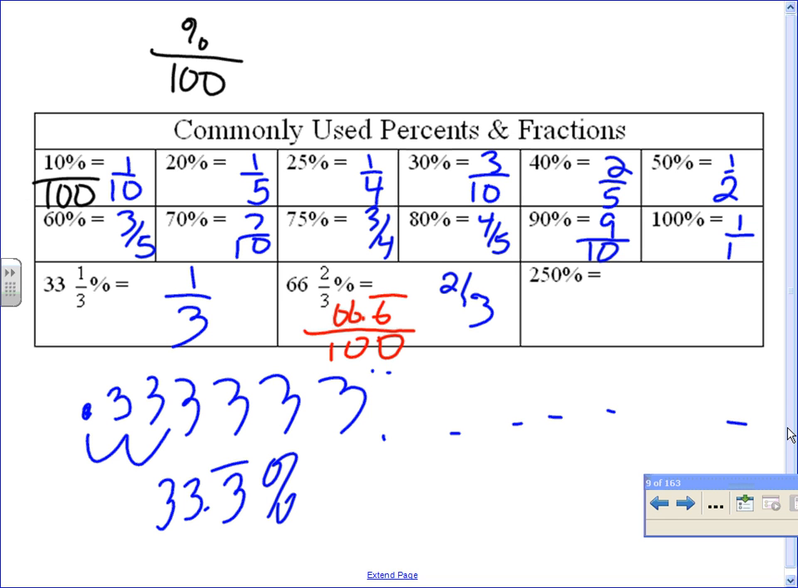All right, 250%. This one's kind of weird. 250%, Justin? Okay, good. So 5 over 2. Why? Who can explain why? Why is that one 5 over 2, Mary? Awesome. It's always percent over 100.